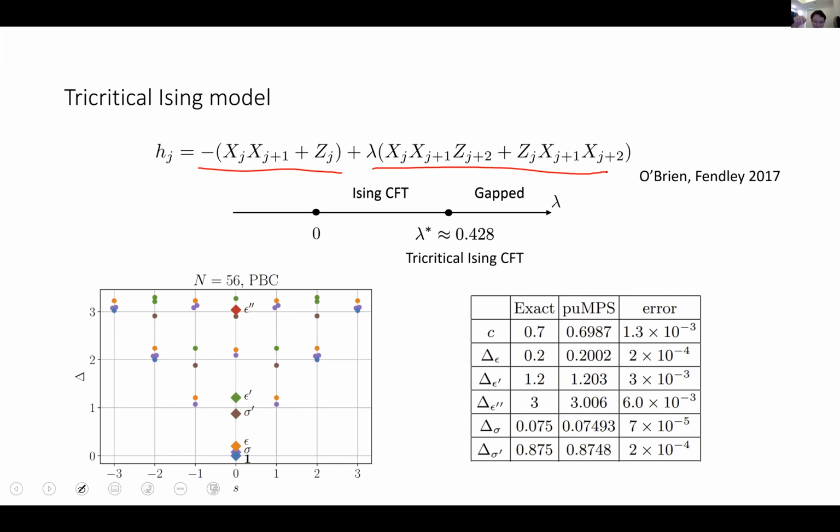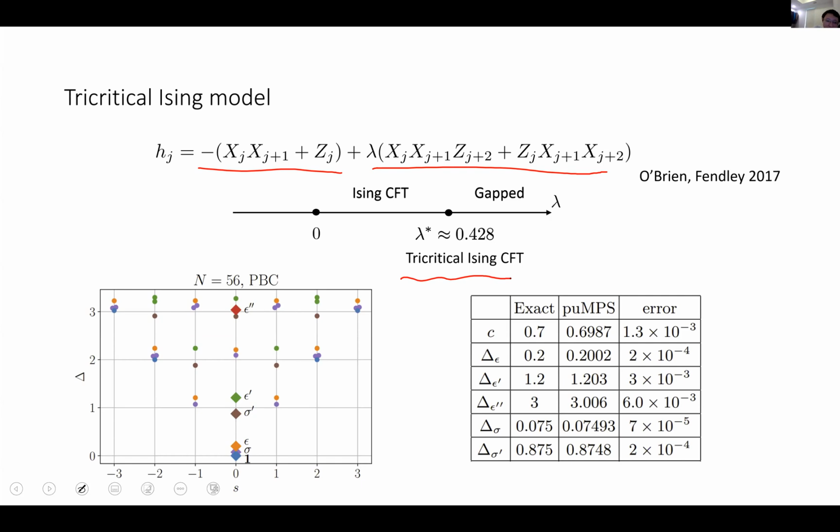At this lambda star, it is a tricritical point and described by another CFT, which is the tricritical Ising CFT. Okay, and if you just focus on lambda equal to this tricritical number, and diagonalize the Lorentz spectrum of this lattice model, the left-hand side is what you get. And just by applying this lattice Virasoro generator trick, you can identify the conformal towers.